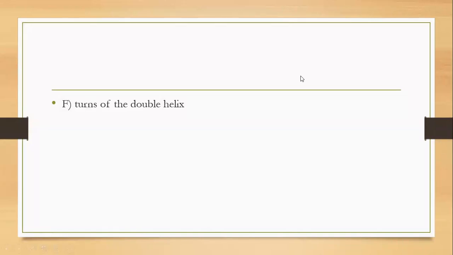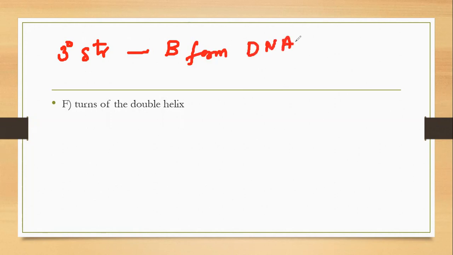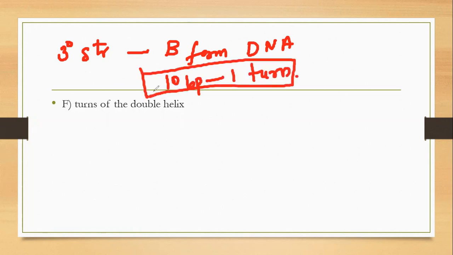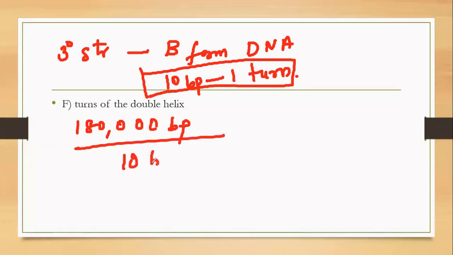Now, next, what is the number of turns of the double helix? Let us assume that the given structure is in the tertiary form, and it is the B form of DNA. What are the characteristics of B form of DNA? Every 10 base pair, there is one turn. So we know that there are 180,000 base pair. If you divide this by 10 base pair, you get the total number of turns. So how many are you getting?